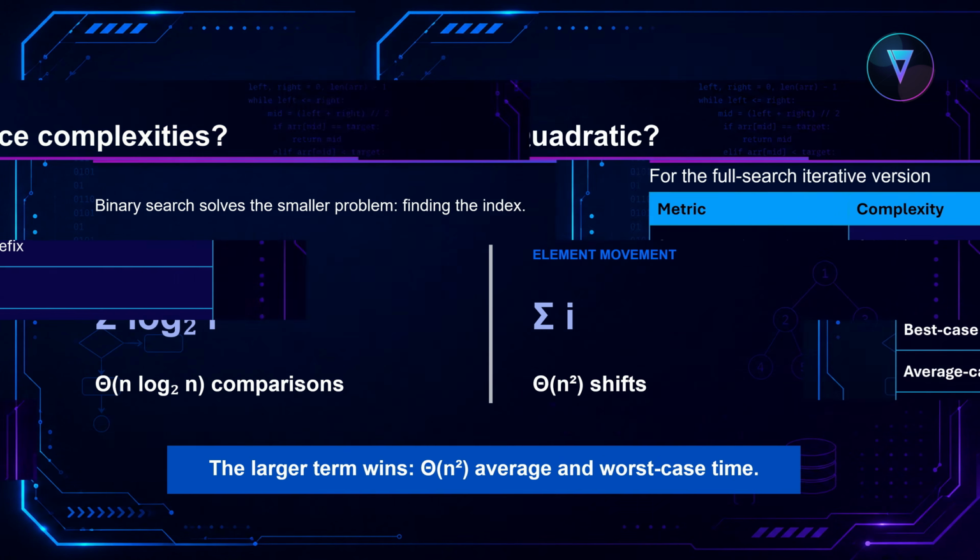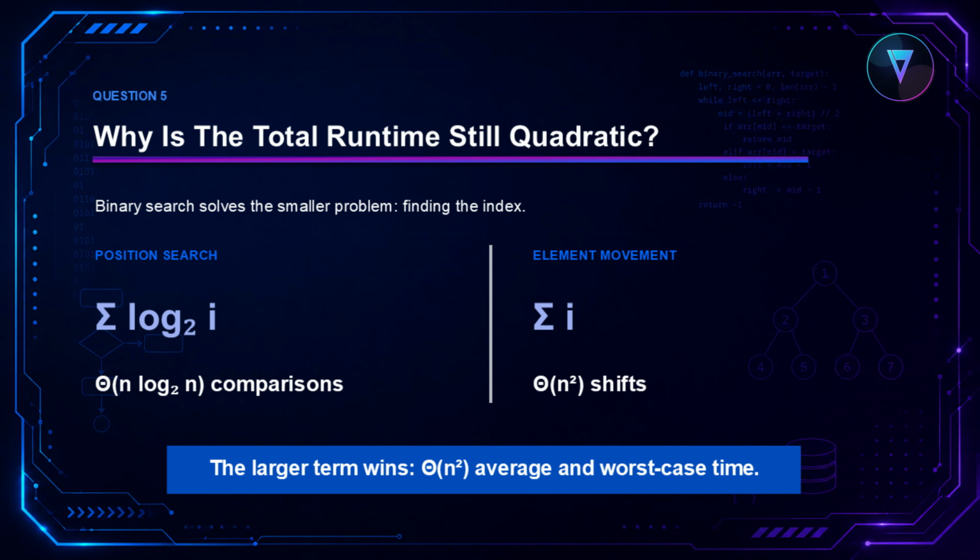If binary search is logarithmic, why is the total runtime still quadratic? Because finding the position and creating the gap are different costs. All position searches total O of n times log of n comparisons, but element shifting can total O of n squared. The larger shifting term determines the average and worst case runtime.